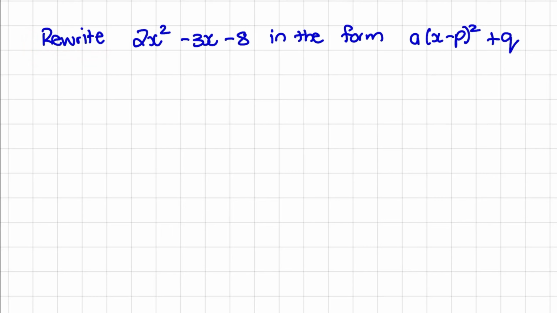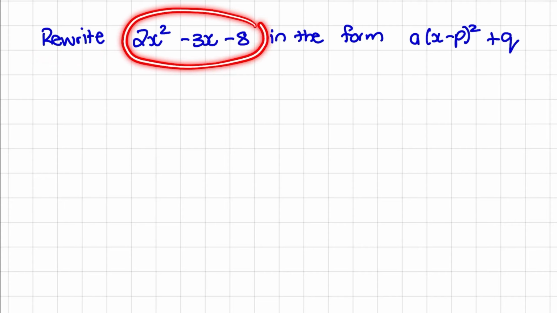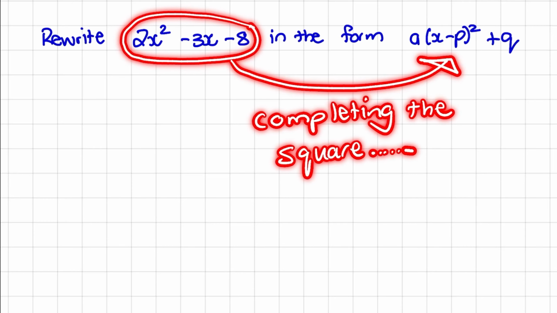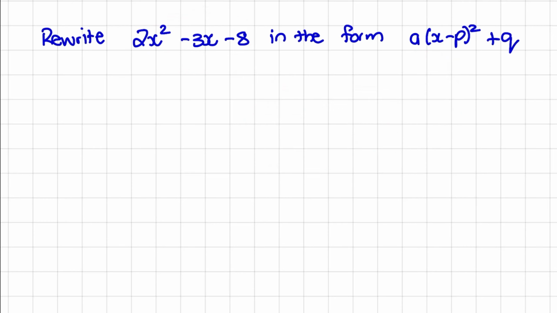And in this video tutorial, we will rewrite a trinomial in the form of a(x minus p) squared plus q. And the method that we will use is called completing the square. So let me show you quickly what we are going to do.